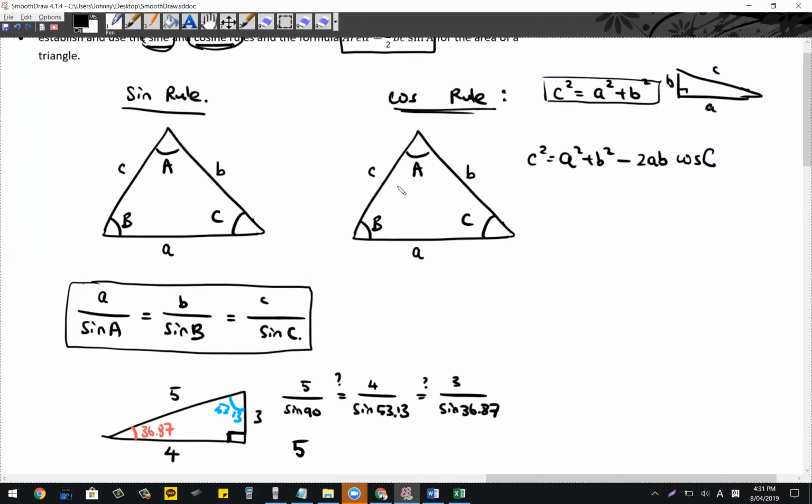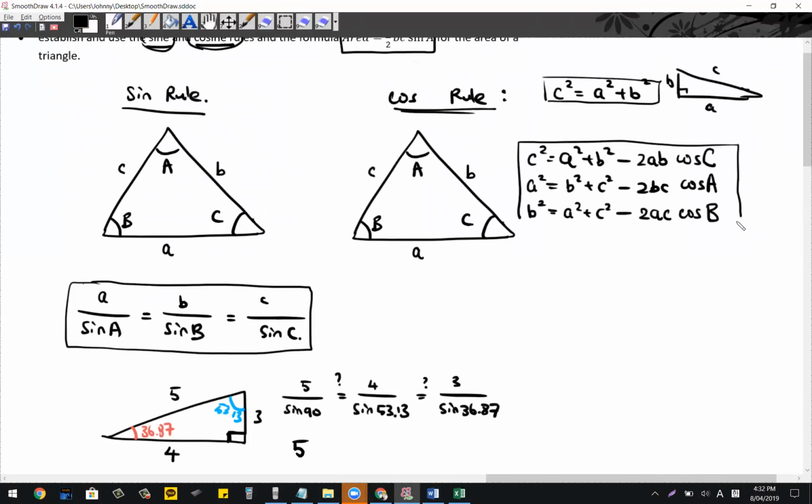That's the cosine rule. But we can also apply that to a squared. So a squared is b squared plus c squared minus 2bc cosine of A. Now, can you tell me what b squared is? b squared would be a squared plus c squared minus 2ac cos B. That's the cosine rule, so this is an identity.